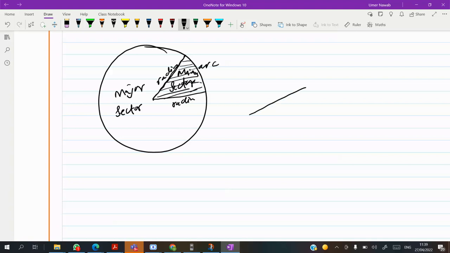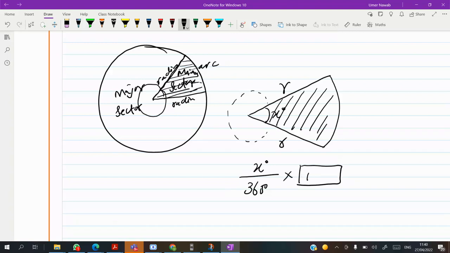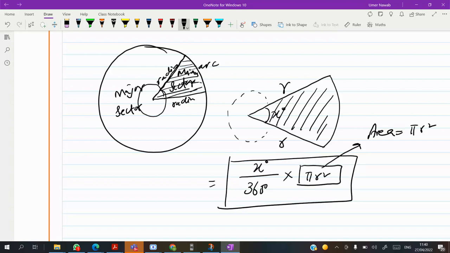For the circle's sector, you need to know the central angle, and if you know the central angle, it is to be divided by 360 degrees, because we need to compare it with the total angle in a circle. The total angle in a circle is 360. If you want to find the area of a circle, you need to know the radius of the circle. So here you will multiply with pi r squared, which you already know is the area of a circle. And this whole thing is called the area of a sector.